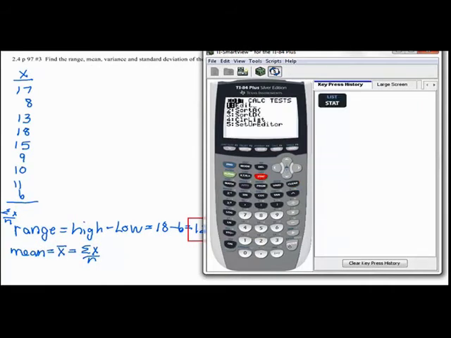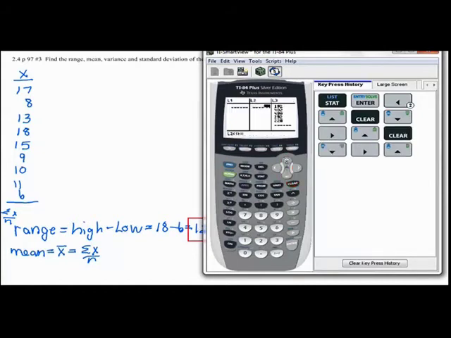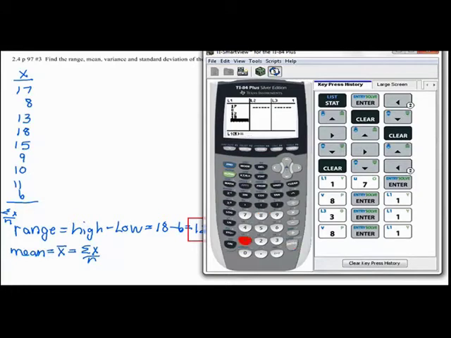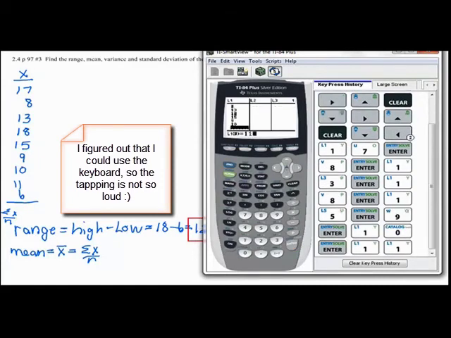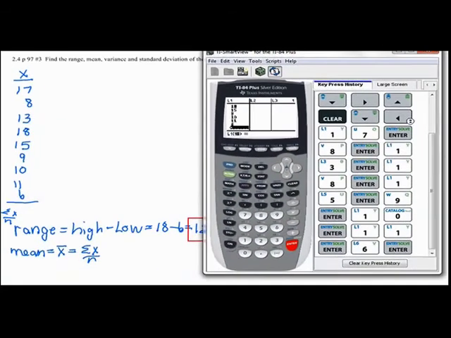We're going to go to our list by hitting stat and enter. We need to clear out what we have in here already, so we're going to go to the top and hit clear, arrow down. We're going to use a couple other lists too for this, so let's clear these out. Let's put our numbers in list 1. You just type the number, press enter. So we have 17, enter, 8, enter, 13, enter, 18, enter, 15, 9, 10, 11, and 6. And those are all the numbers that they gave us. There's 9 numbers, so it says L1(10). That means you're in the 10th space.